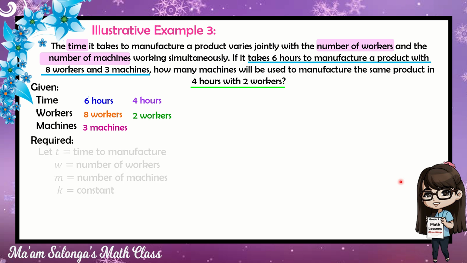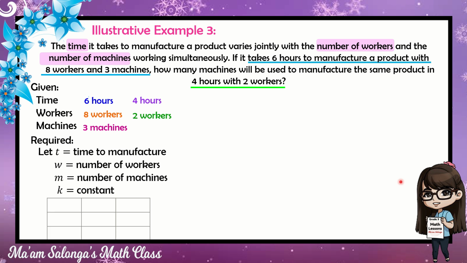So as required, let's denote time to manufacture as T, number of workers as W, number of machines as M, and the constant of variation, which is K. So by creating a table, let's put the dependent variable below. So we have T, then the independent variable W and M. Ang pinapahanap sa problem ay how many machines. So we will put here the question mark. Alright, then let's input this given. So ang time ay 6 at saka 4, ang workers ay 8 at saka 2, at ang machine ay 3.